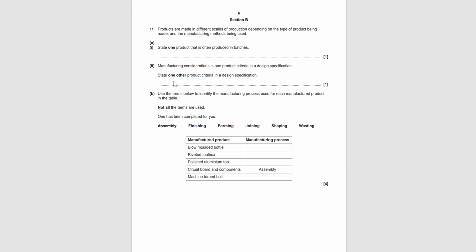Same for this question here. State one other product criteria found in a design specification. Well, normally we use ACCESS FM, don't we? So it could be that I write customer here, and that would give me my 1 mark.